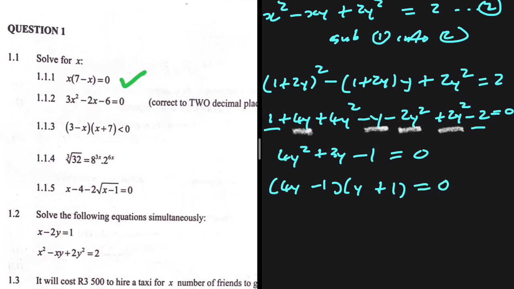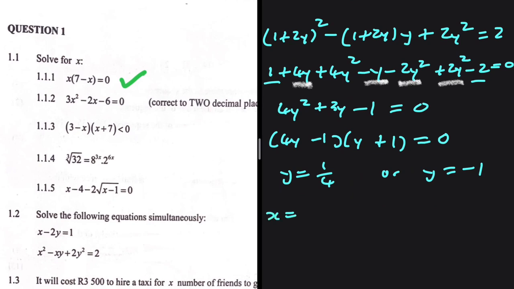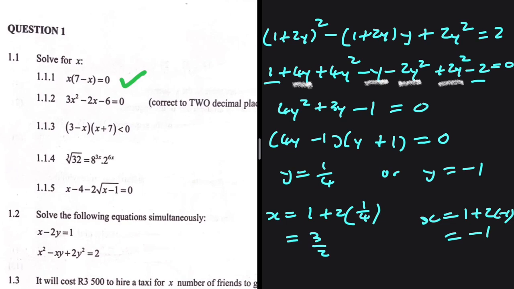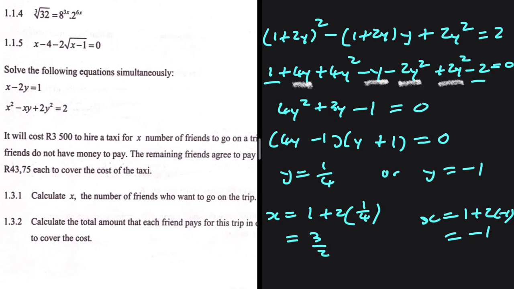So it is easy to see here that y is equals to 1 divided by 4, or y is equals to minus 1. What is the value of x when y is equals to 1 divided by 4? x is going to be equals to 1 plus 2 multiplied by 1 divided by 4. So x here is equals to 3 divided by 2. On the other hand, x will be equals to 1 plus 2 multiplied by minus 1. So x is equals to minus 1. That is the answer to 1.2. Let's do 1.3 in a separate video.